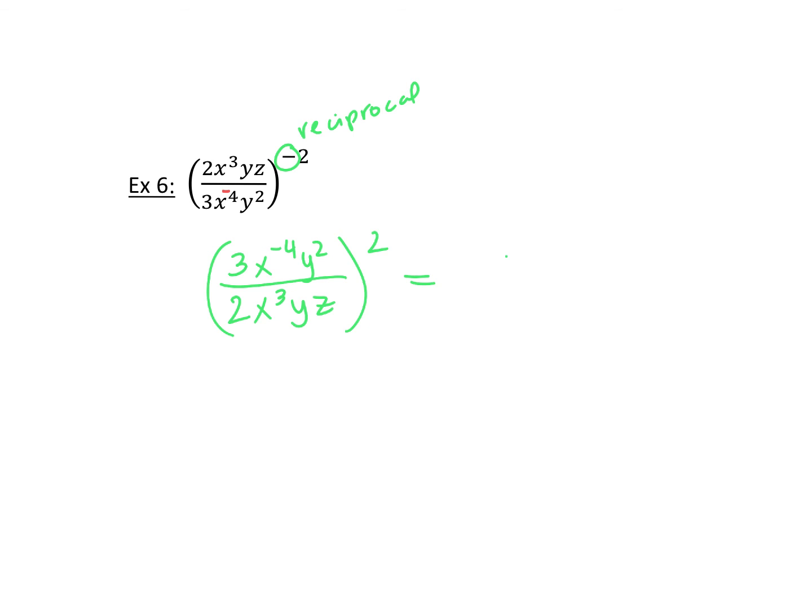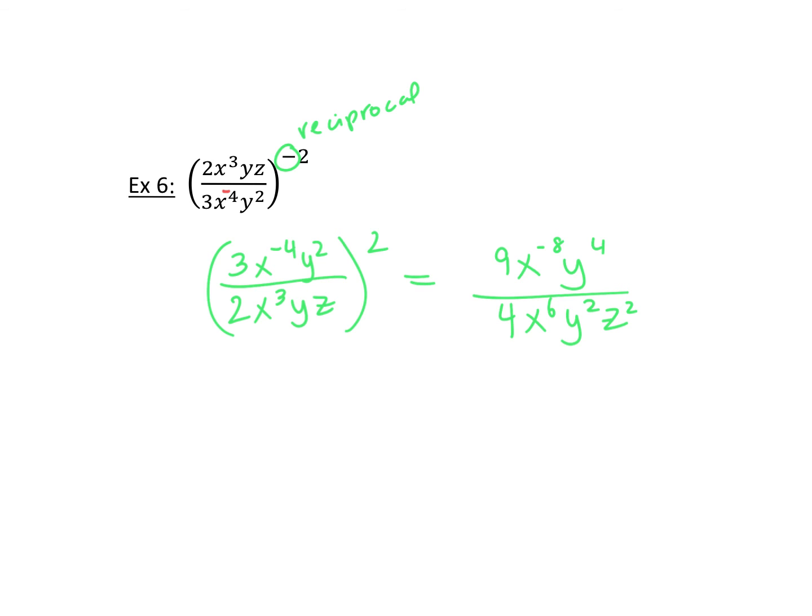So 3 squared becomes 9. Multiply the exponents. Negative 4 times 2, I have x to the negative 8th. 2 times 2, I have y to the 4th. Denominator, 2 squared is 4. Multiply the exponents. 3 times 2 is 6. I have x to the 6th, and then y squared, z squared.